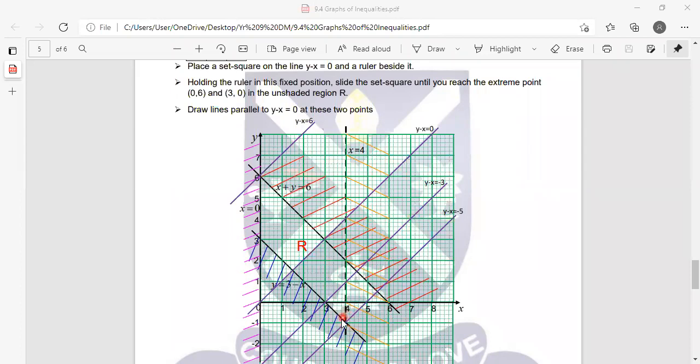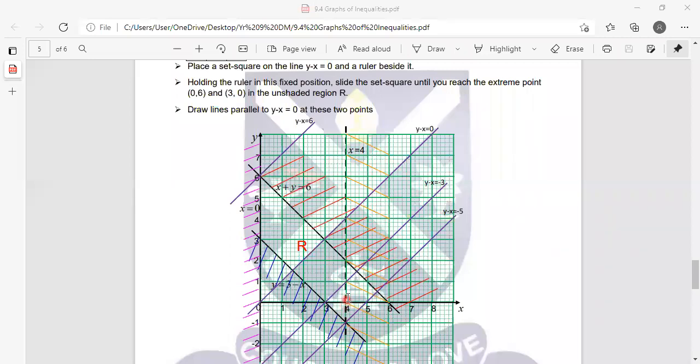But I can't use this point. Why? Because it is on the dotted line. Points on the dotted line are not included. So I need to go for the next line. I can think of going for this line. There can be a line which is parallel and it passes through 4, 0. Again, 4, 0 is on the dotted line, so I can't take that point.